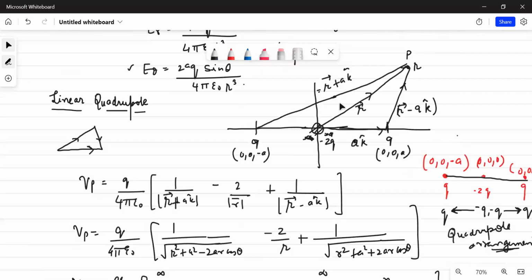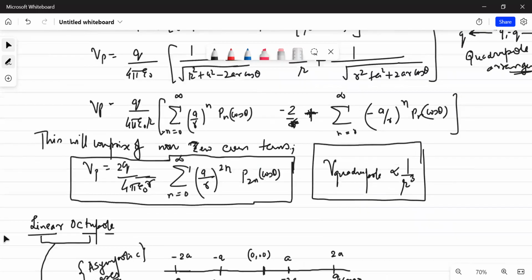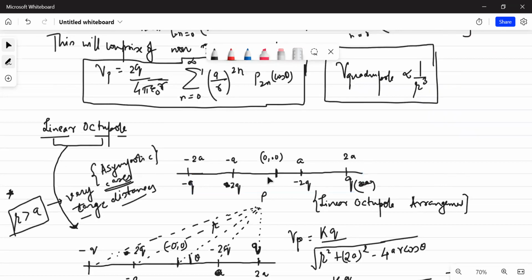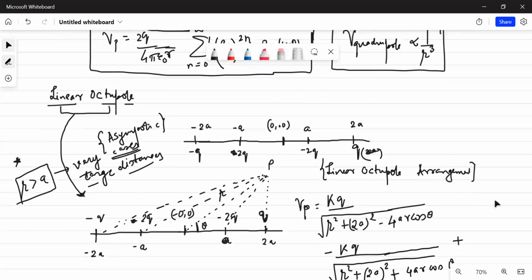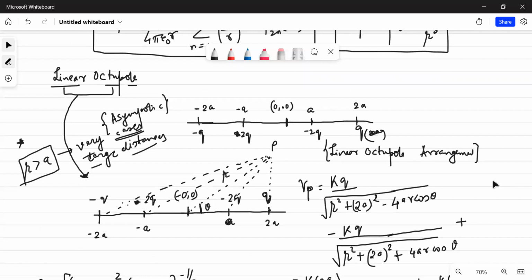Quadrupole arrangement, I have explained that this particular thing that we've done already. Today we are going to do the linear octupole arrangement. So this is what is known as your linear octupole arrangement. So in this linear octupole arrangement, what have we done?